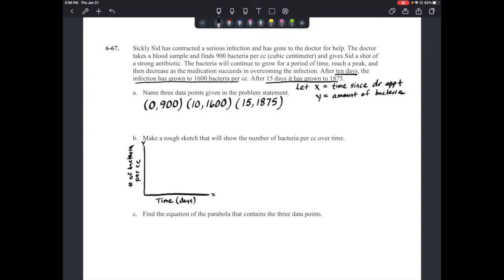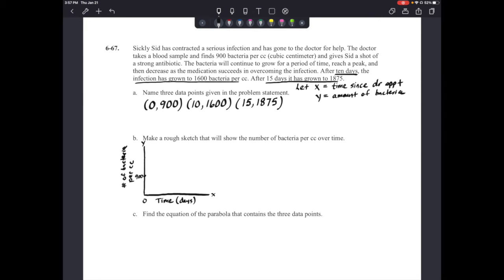So, let's think about it here. At 0, remember it was 900. So it's not going through the origin. It's somewhere over here. Let's say this was 900, and I don't have enough room to write the 900 there, so I can make some room and move that over a little bit. This is just a sketch, so you don't have to be super accurate on it.